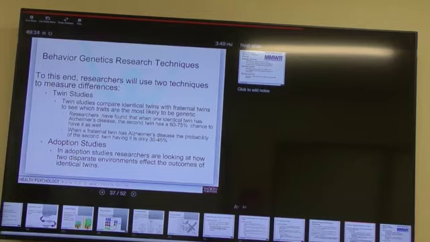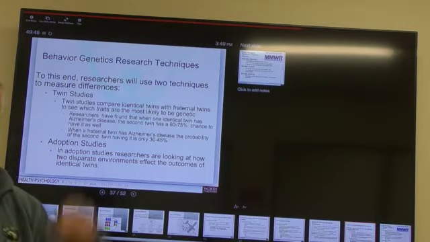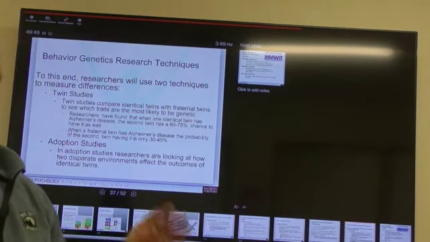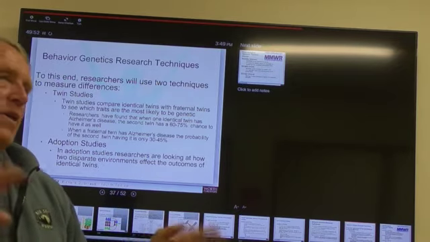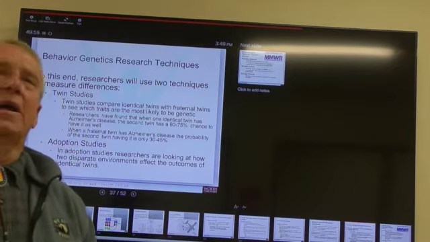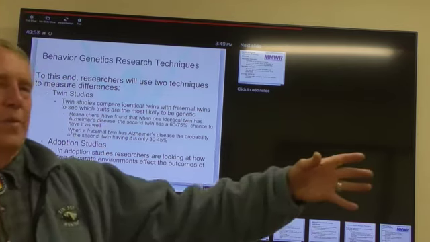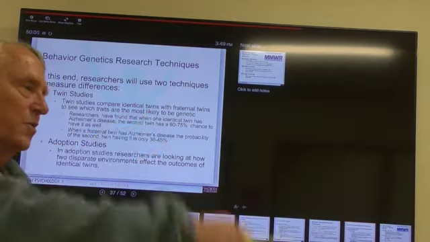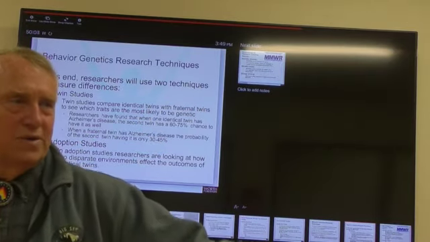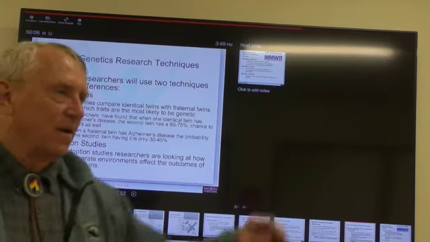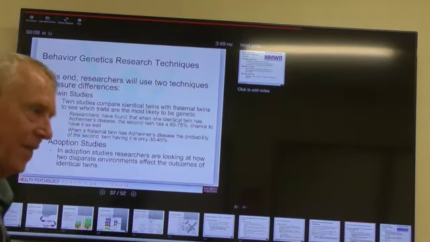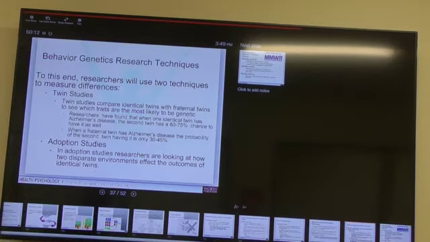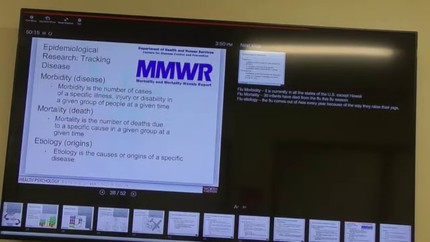Okay. The other is that we look at adoption studies. In adoption studies, researchers are looking at how two disparate environments affect the outcomes of identical twins. And of course, we've done this, and they have these amazing stories of identical twins that were separated at birth, and both of them became firemen, and both of them married a woman named Karen, and both of them grew a mustache, and both of them had two kids. They both ate Wonder Bread. Of course they look identical to each other, they're identical twins. So we looked at adoption studies.